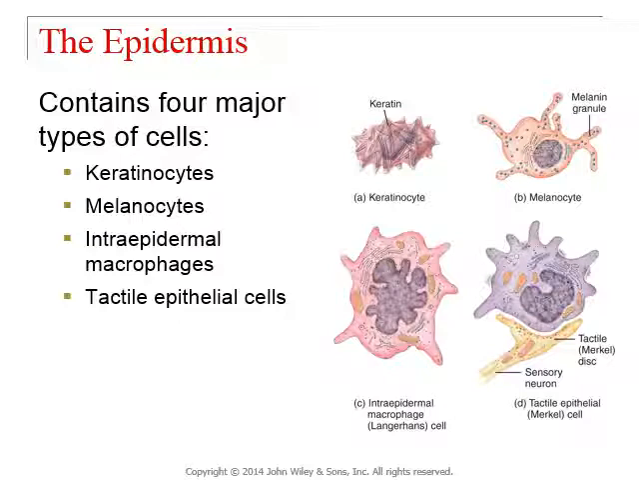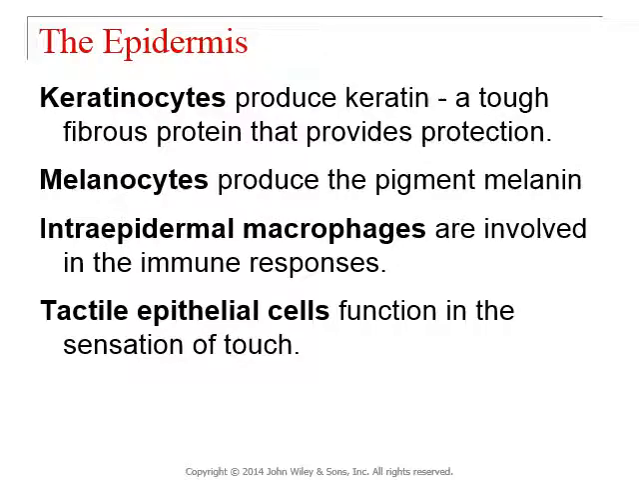And finally, you have tactile epithelial cells. You'll notice this is going to be made up of two different types of cells. You'll find a sensory neuron, which will be embedded in the dermis, whereas the tactile, or what is known as a Merkel disc, for senses of touch, will be found in the basal layer, which we'll get to in a few moments. So again, keratinocytes will produce keratin. It's going to be a fibrous protein that provides protection and waterproofing. Melanocytes will produce melanin. Your intraepidermal macrophages are involved in the immune response, and of course, tactile epithelial cells will be used for sensation of touch.